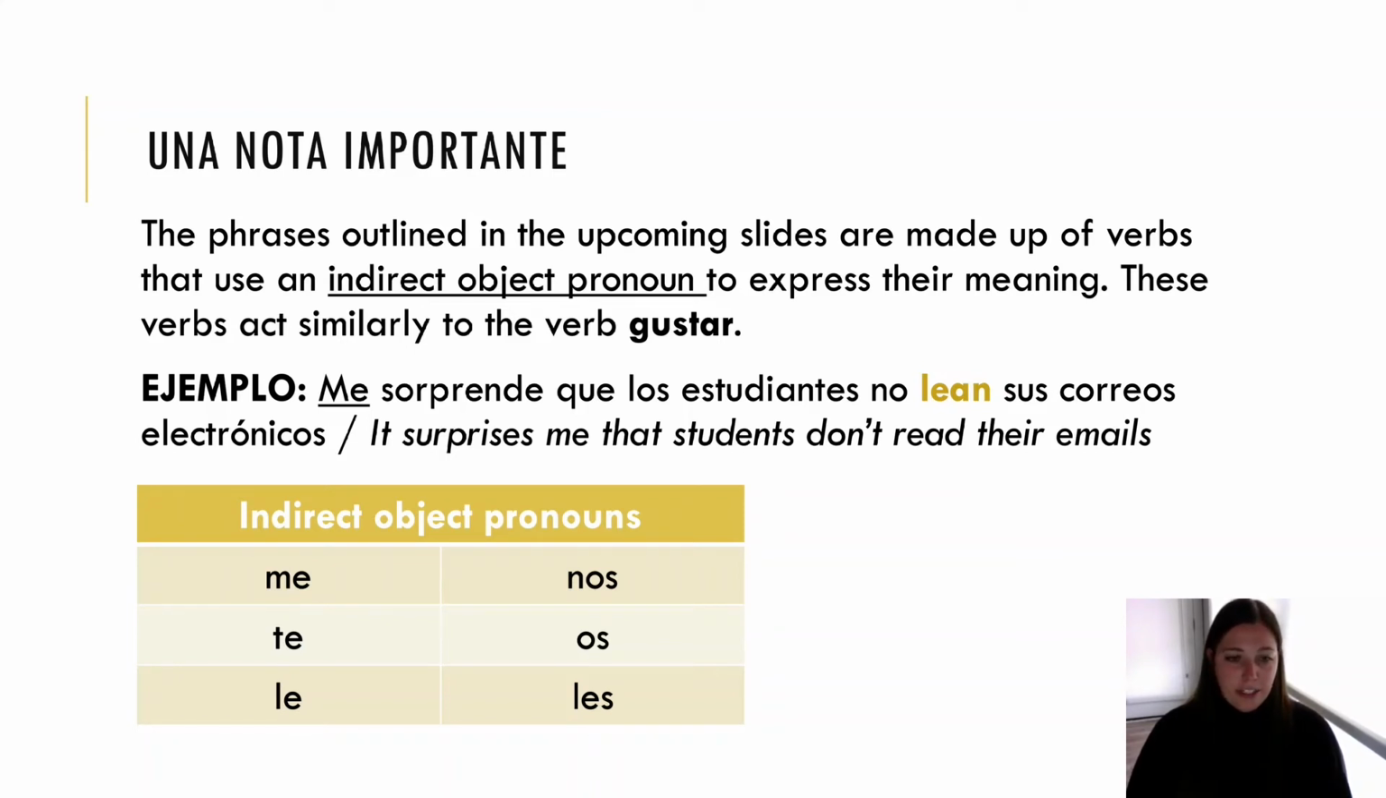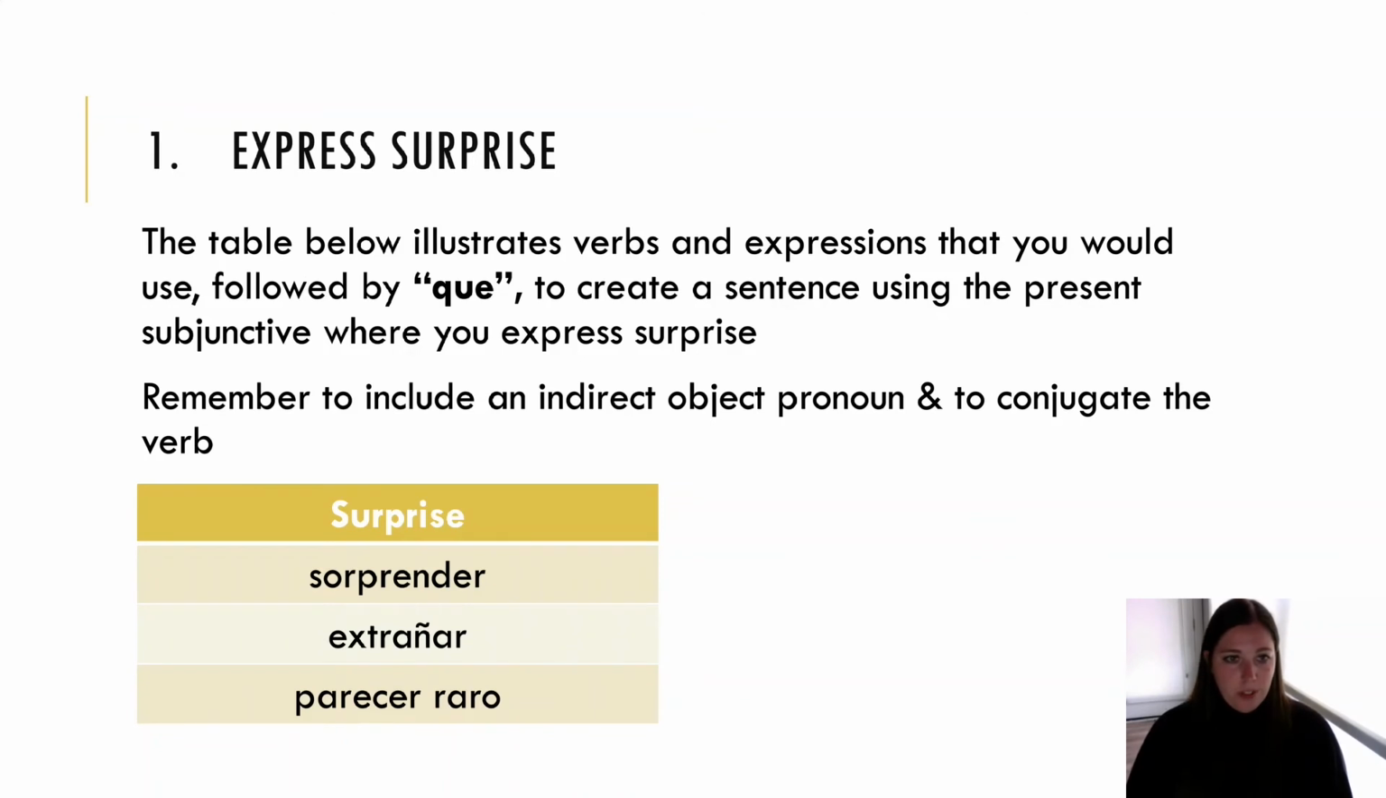As a reminder, here are your indirect object pronouns that you might see throughout these slides and that you may need yourself. So, the table below illustrates verbs and expressions that you would use, followed by que, remember we always need que, to create a sentence using the present subjunctive where you express surprise. Remember to include an indirect object pronoun and to conjugate the verb.